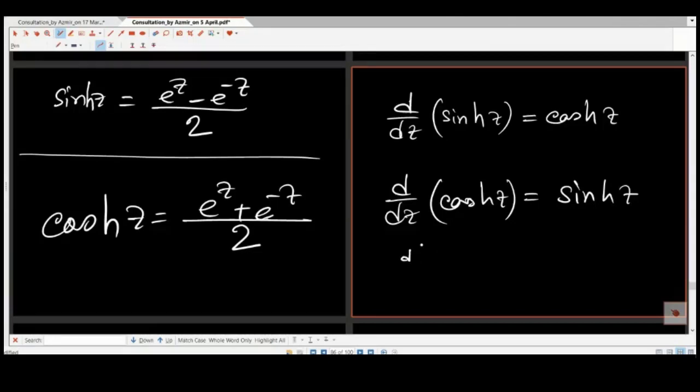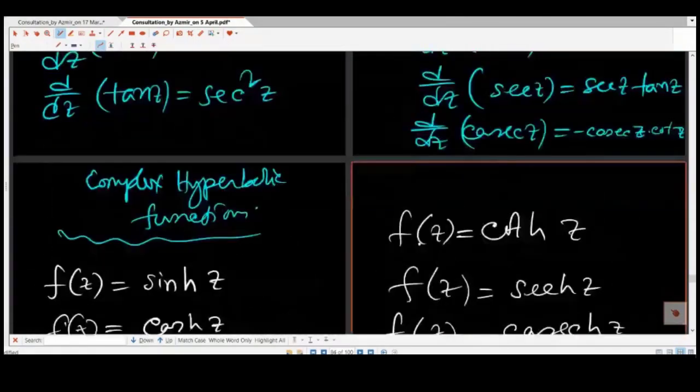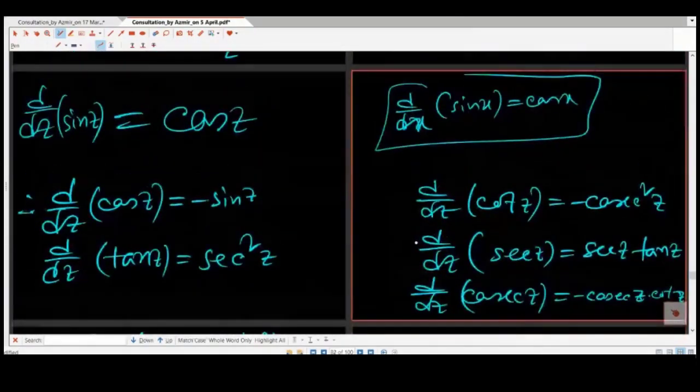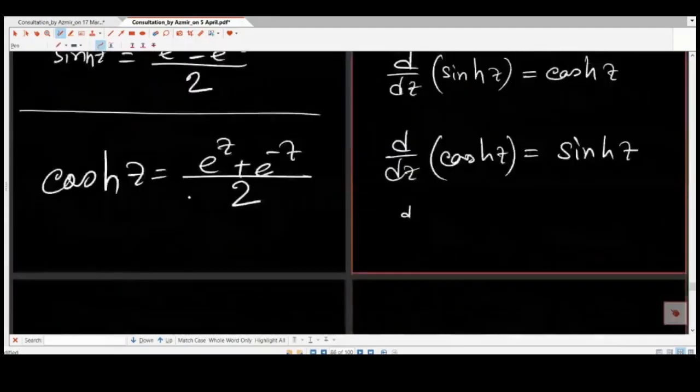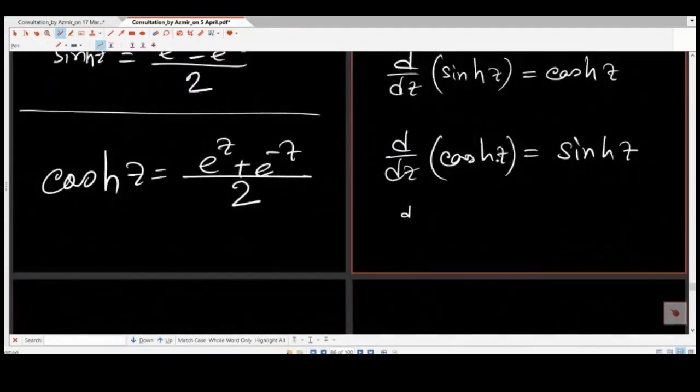If we differentiate hyperbolic cosine of z, we will get hyperbolic sine of z. But don't be confused: the differentiation of cosine z is negative sine z, but the differentiation of hyperbolic cosine of z is positive sine z. So this is important.